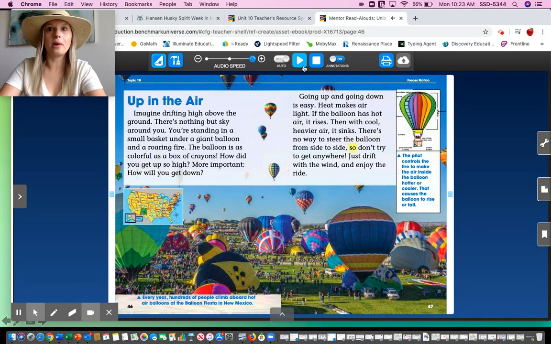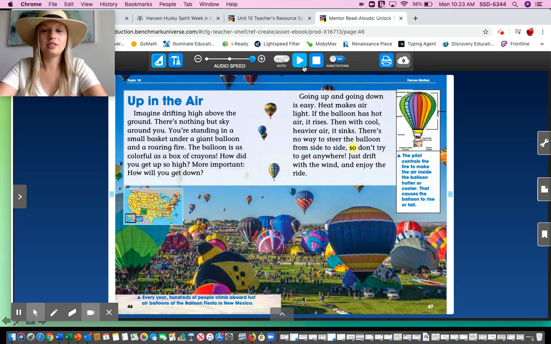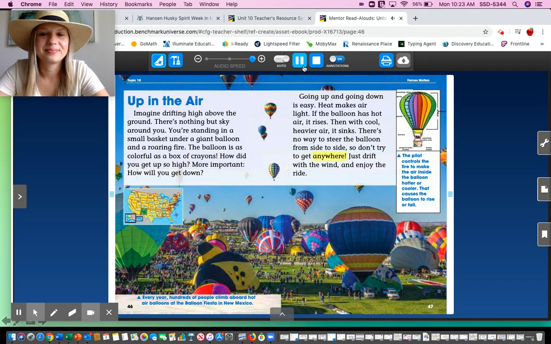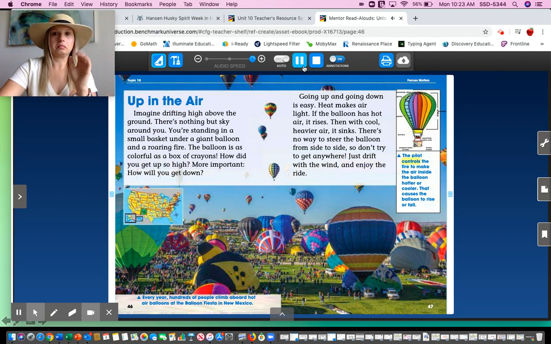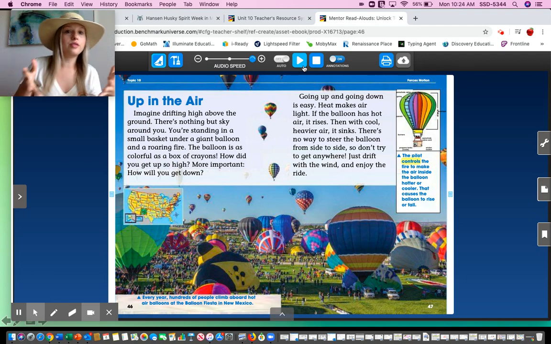There's no way to steer the balloon from side to side. Oh, there's no way to steer side to side. Did you hear that? Interesting. So don't try to get anywhere. Just drift with the wind and enjoy the ride. Okay, so he's saying we can't. The pilot control. He's saying we can't go side to side, so you just have to drift with the wind.